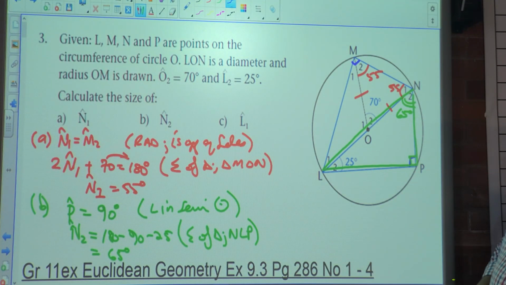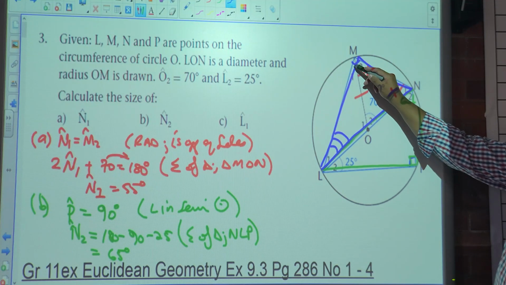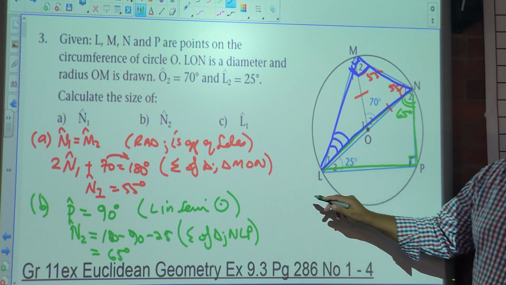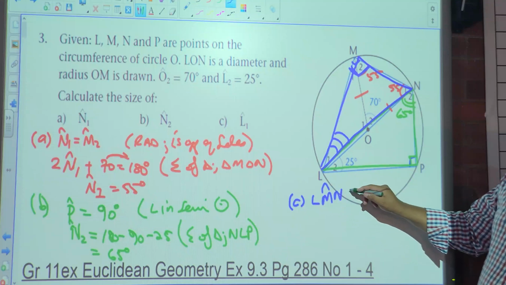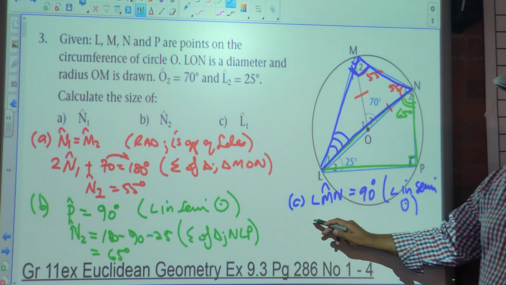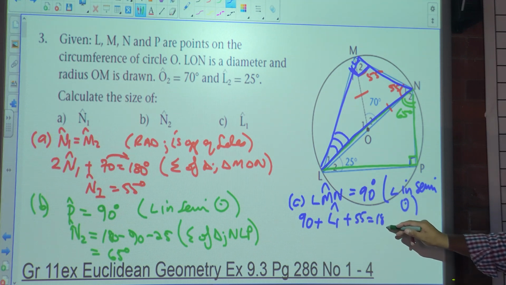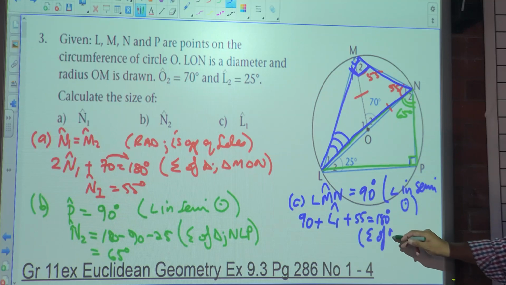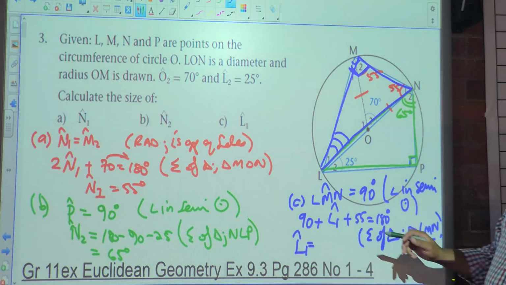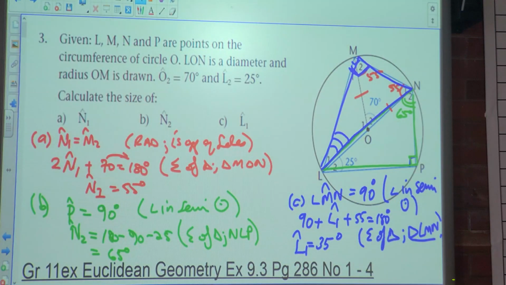Then they want you to work out L1. So now for L1, I can go with this big triangle here, not so? This is L1. But we need to know this is 90 degrees. So we start off by saying LMN is equal to 90 degrees. Why? Angle in a semicircle. Now we're going to say that 90 degrees plus L1 plus 55 is equal to 180. Why? Sum of angles in a triangle, and this triangle LMN. Again, do I have to say this? No. So angle L1 is equal to 180 minus 90, which is 90, minus 55. Going to give you 35 degrees. Okay. Any confusion there?